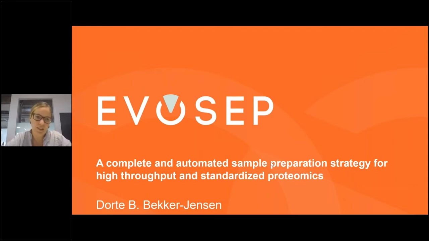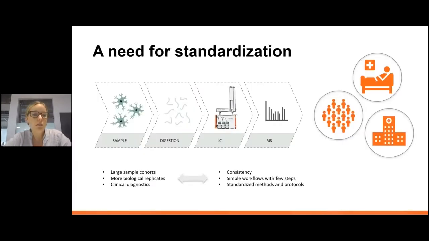We're super excited about automation. Of course, with the Evosep 1, where we have a high throughput, we also need to produce a lot of samples, and of course, we need to eliminate variations in the sample prep. And here we believe that automation is necessary. So a typical workflow in proteomics would be a sample which would be digested and then separated by the LC and analyzed by the MS.